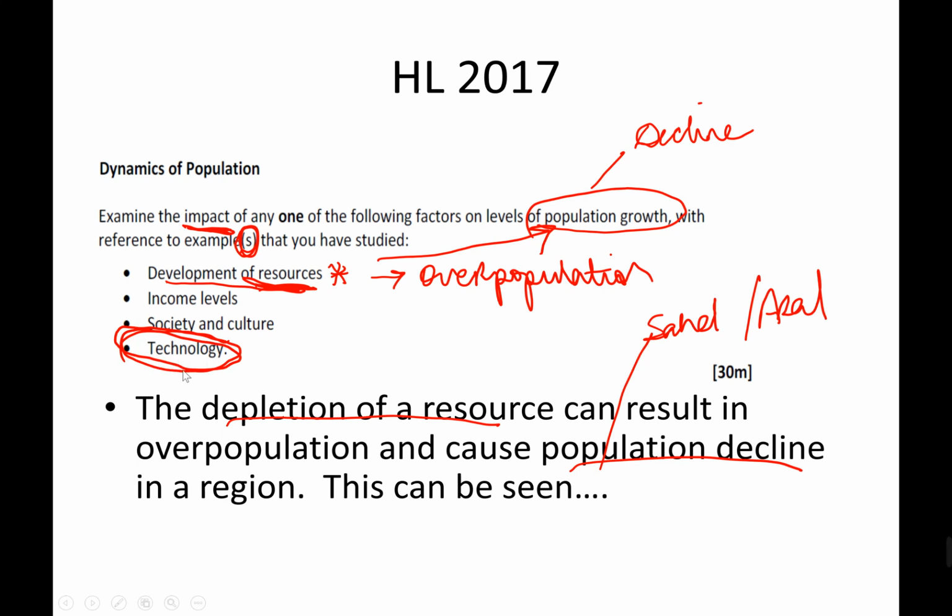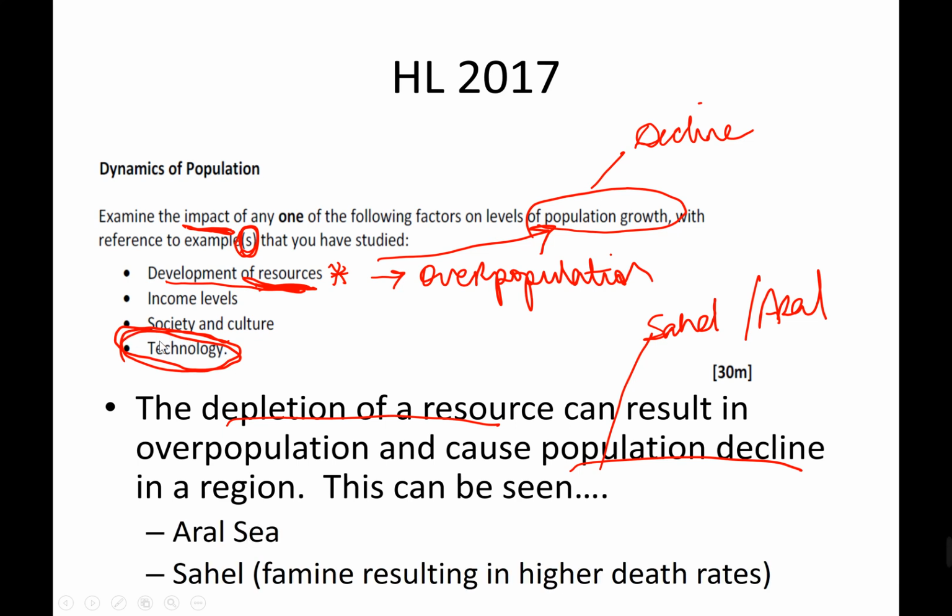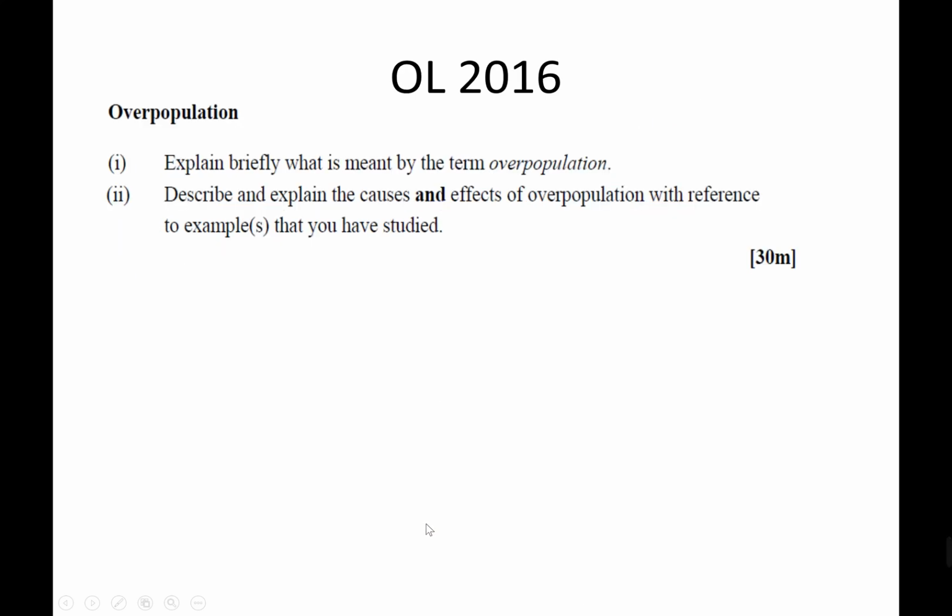And strictly speaking, I've told you to use technology to answer this question. So this can be seen in the Aral Sea, where the population declined. It can also be seen in the Sahel, where famine resulted in higher death rates. But the complication with the Sahel is that high birth rates probably cancel that out. But anyway, we don't get our knickers in a twist about this.